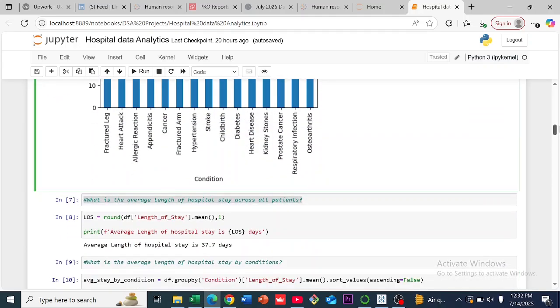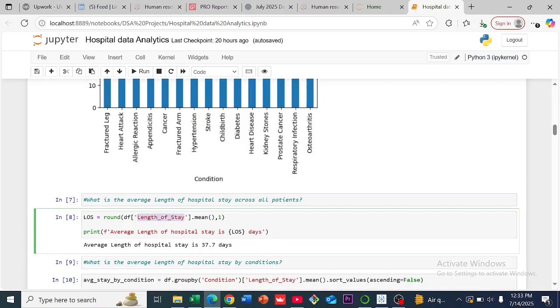So the next question we want to answer is, what is the average length of hospital stay across all patients? So on average, how many days is a patient admitted in the hospital? To do that, all we need is the column that contains the length of stay values. In this situation, it is called length of stay, right?